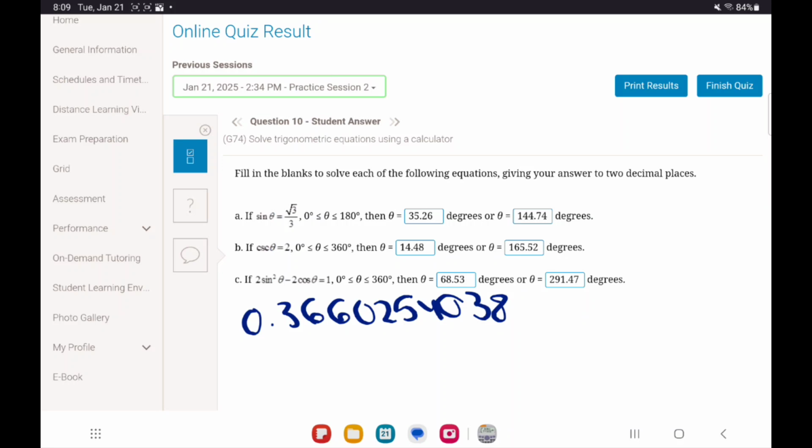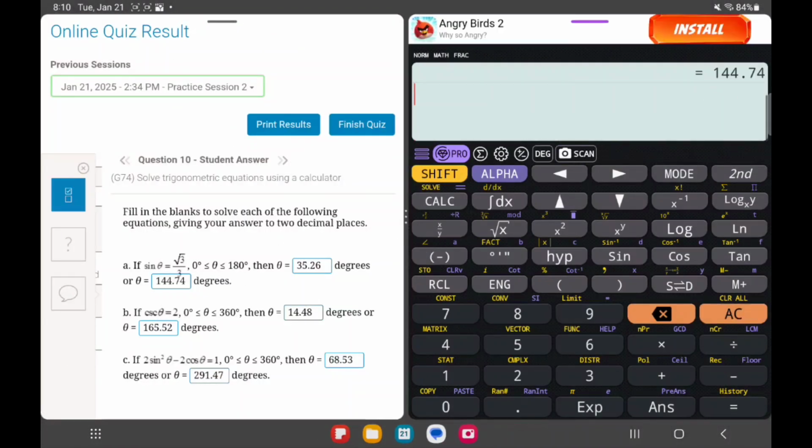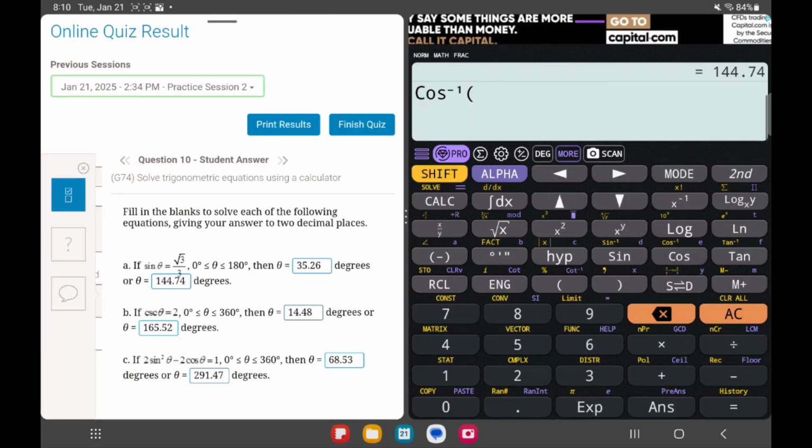Now let's go to our calculator. We have to shift cosine this answer. This is just the rule, you can't just pick. So shift cosine, I have the number in front of me on a paper, 0.366. We get 68.529, which to 2 decimal places is 68.53.